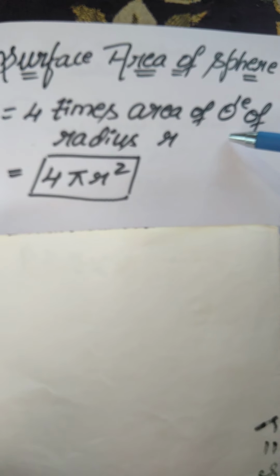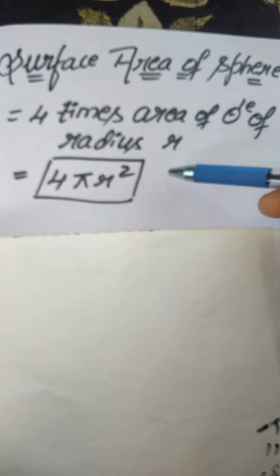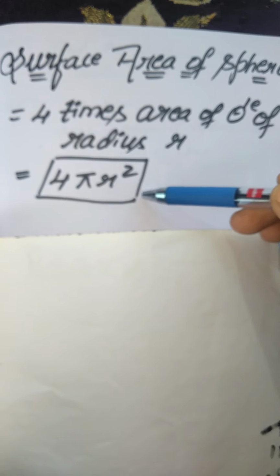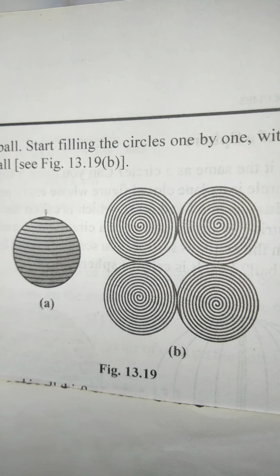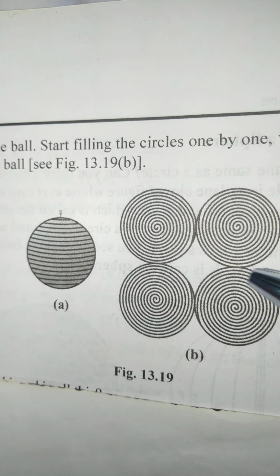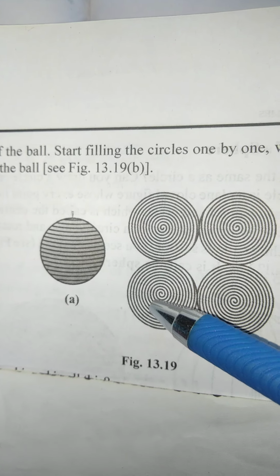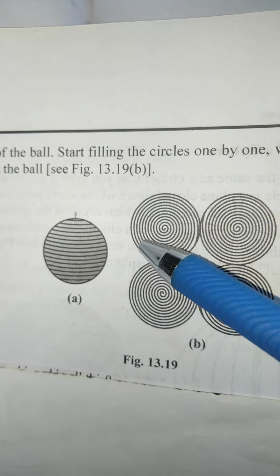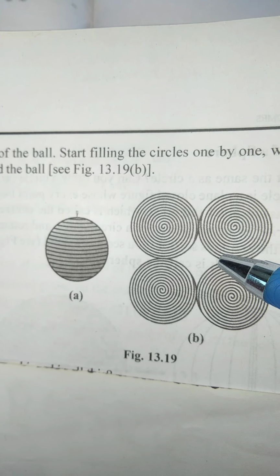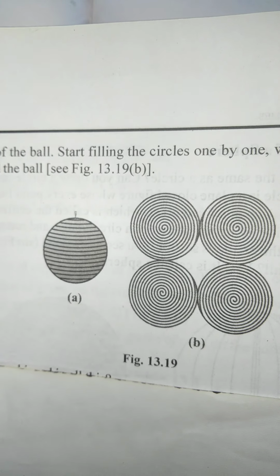Surface area of the sphere is 4 times the area of a circle of radius r, that is 4 pi r square. Why is it 4 times the area of a circle of radius r? Can you observe here? One circle is divided into 4 parts, hence it is 4 times the area of the circle. When these 4 parts join together, it makes a complete sphere.